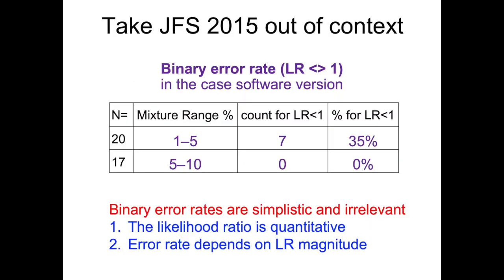Next slide. So, taking the JFS study out of context from 2015, the one we just saw, and saying, let's have a binary error rate. Oh, that's a problem.